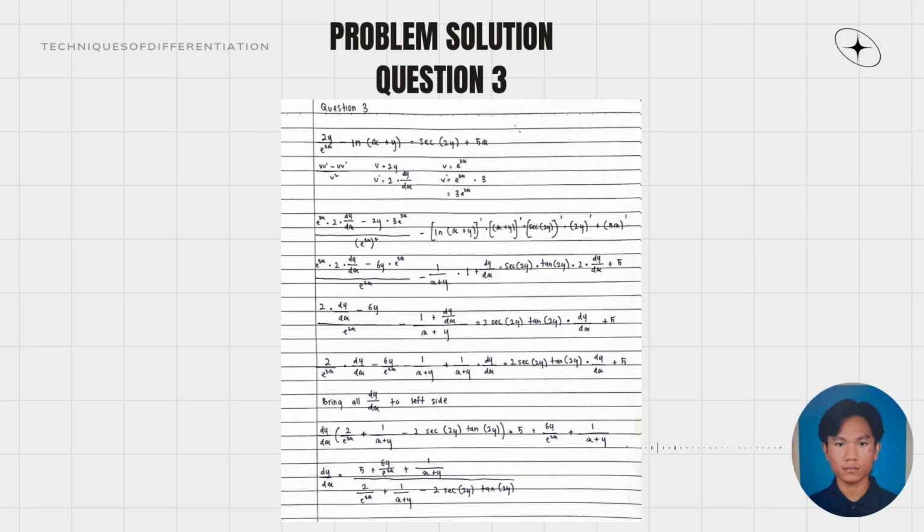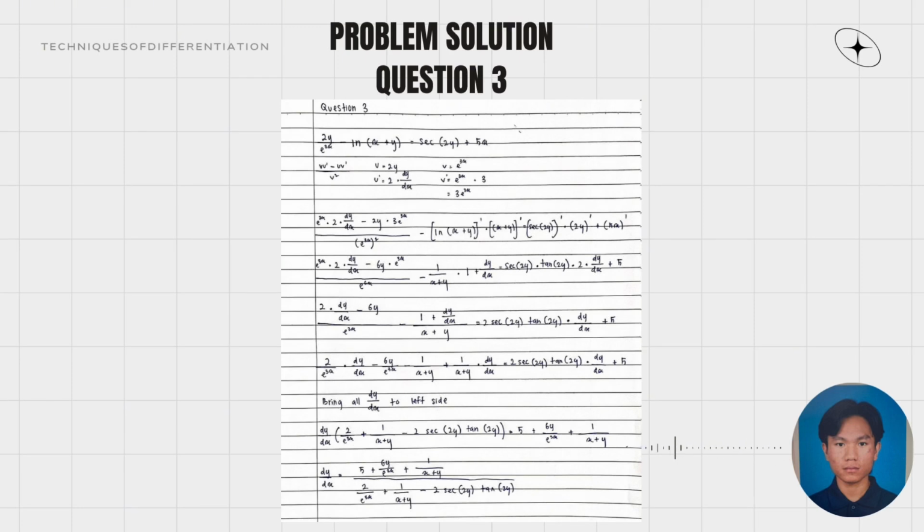So, putting it all together, the derivative of the right-hand side is (1 + dy/dx) over (x + y), minus 2 secant 2y tangent 2y dy/dx, plus 5. Next, step 3. Set both sides equal. Now, we set the derivative from both sides equal to each other.